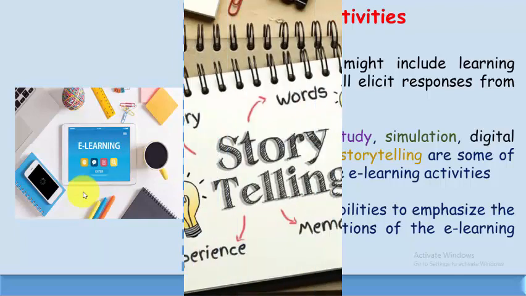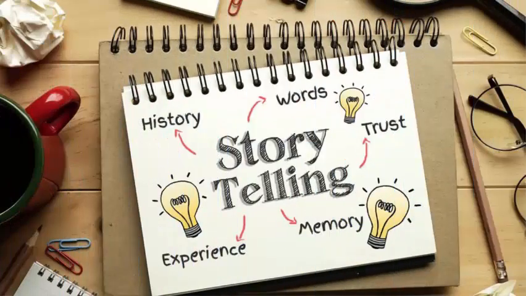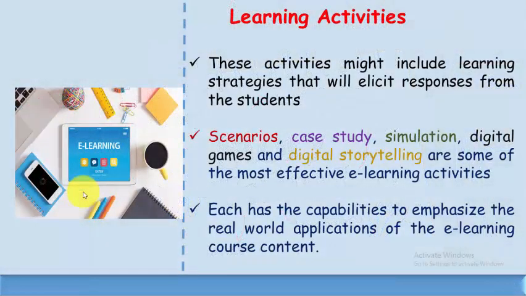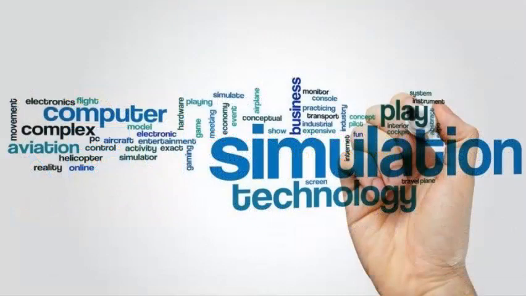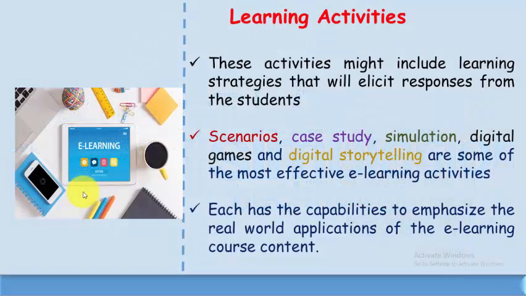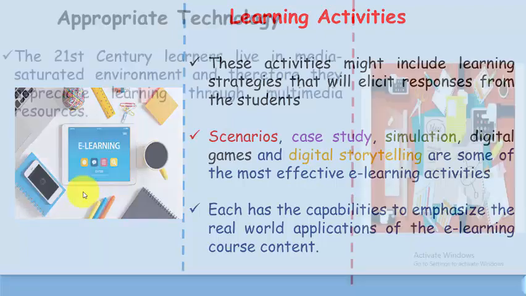For example, scenarios, digital storytelling, and case study could be used to put learning in context. Practical-oriented tasks could be simulated to explain the steps involved in the process. Remember, there should be a relationship between these activities and the intended learning outcomes. What you put here is determined by the intended learning outcome that you set at the beginning of the course.